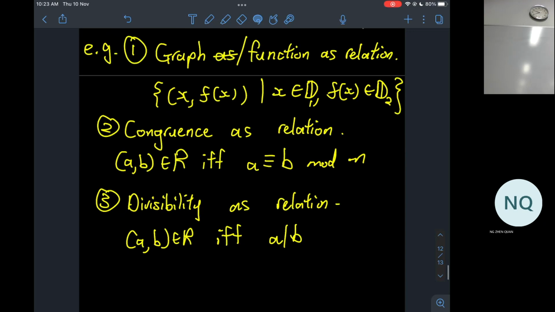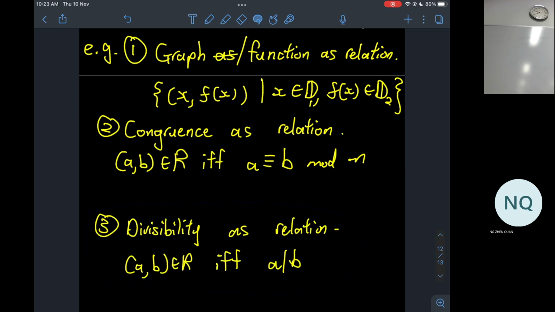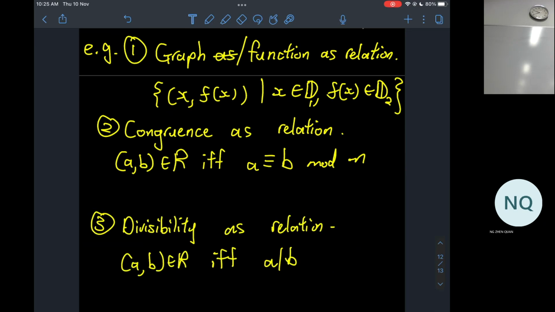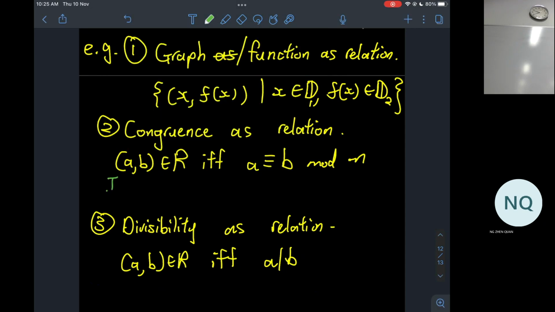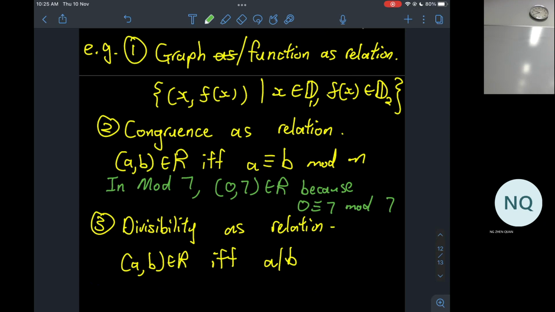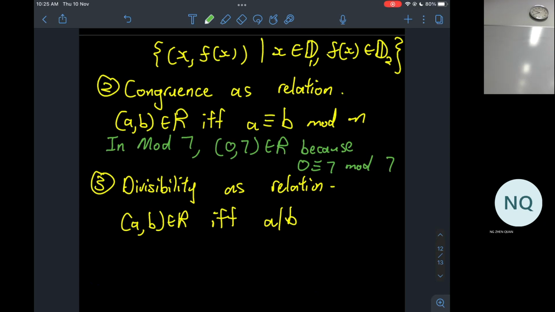Do I need to go further detail or are you happy with this A, B thing? So for example, in mod 7, 0 and 7 are in the relation because 0 is congruent to 7 mod 7. And then how about this one? For example, 2, 4 is in the relation. And 2, 5 is not in the relation.